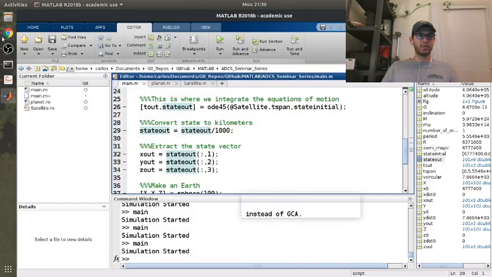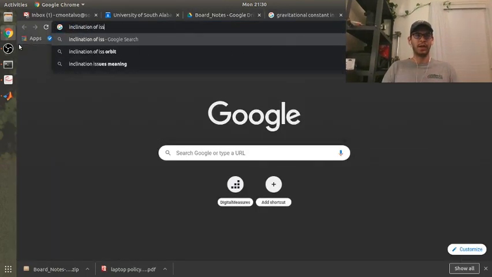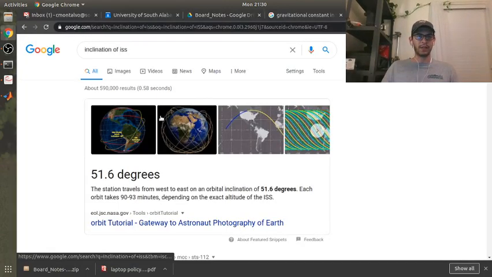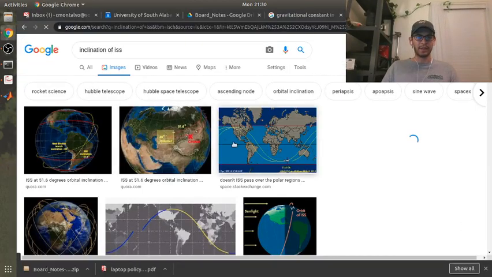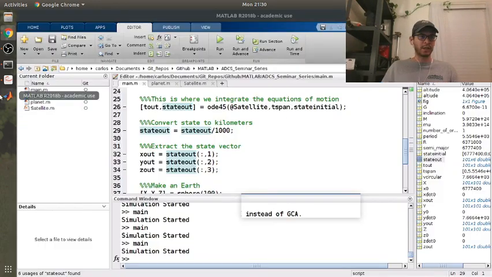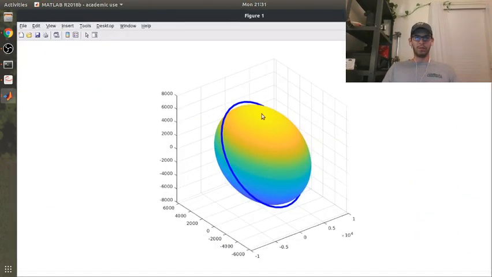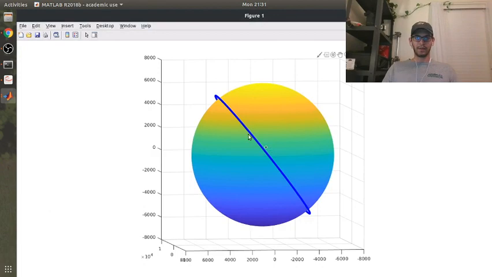Let's actually do the inclination of the ISS. What is the inclination of ISS? I feel like it's 51.6 degrees. Oh, that's pretty sick. You can kind of see, that's pretty cool. Let's see if we can actually get an image like this. So let's put the inclination at 51.6. We've got to multiply by pi over 180, right? Because it's got to be in radians. And then boom, there's our 51.6.